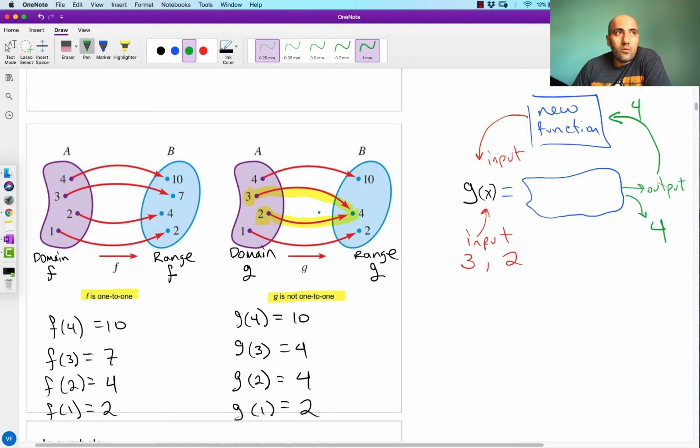We say all that by simply stating that g is not a one-to-one function. When something is not a one-to-one function, it cannot have an inverse, right? So g of x is not one-to-one.